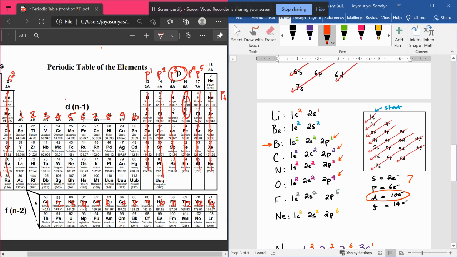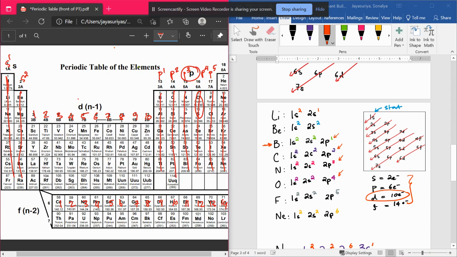Okay? So the number of electrons the type of sublevel can hold in its maximum capacity reflects the number of columns on the periodic table. All right?